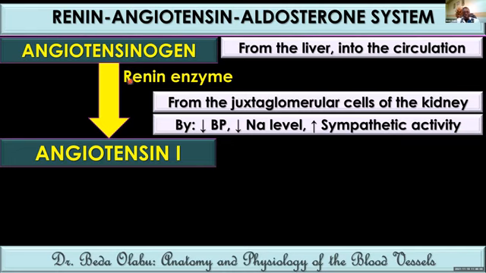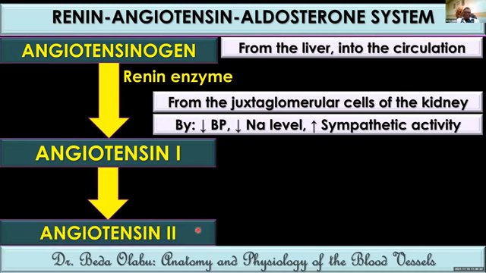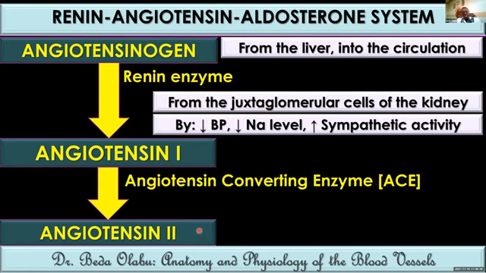I want you to know, renin is not a hormone, it's an enzyme. This renin enzyme converts angiotensinogen to angiotensin 1. That conversion occurs in the circulation. So even if renin is being produced by the kidney, it doesn't mean that that conversion occurs in the kidney. Then you have angiotensin 1 being converted to angiotensin 2. The conversion of angiotensin 1 to angiotensin 2 is facilitated by the enzyme angiotensin converting enzyme.